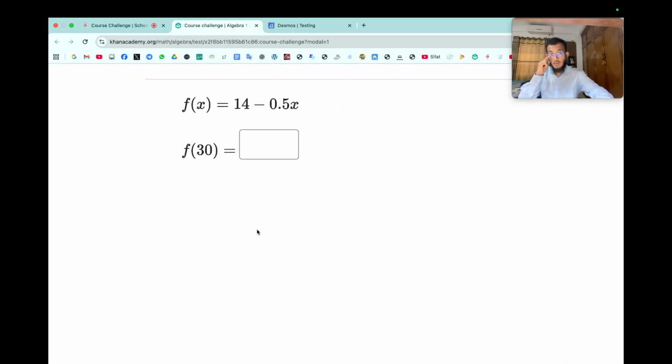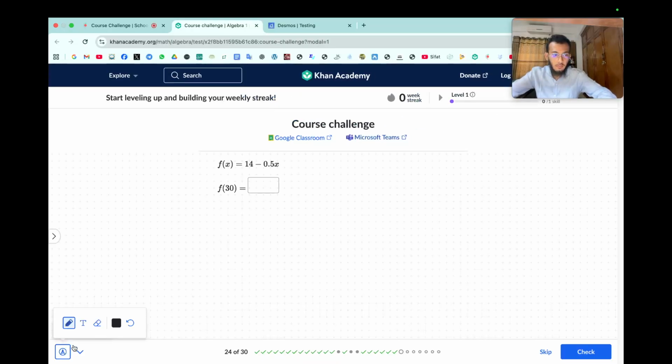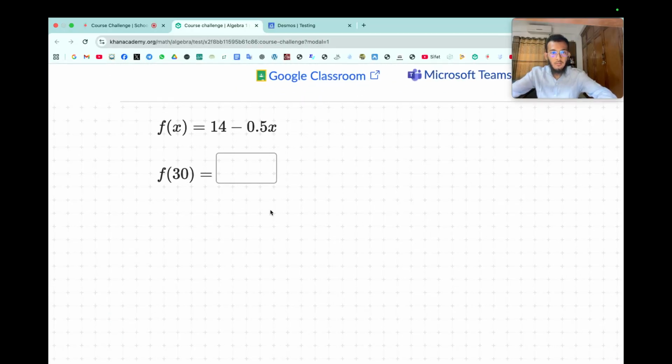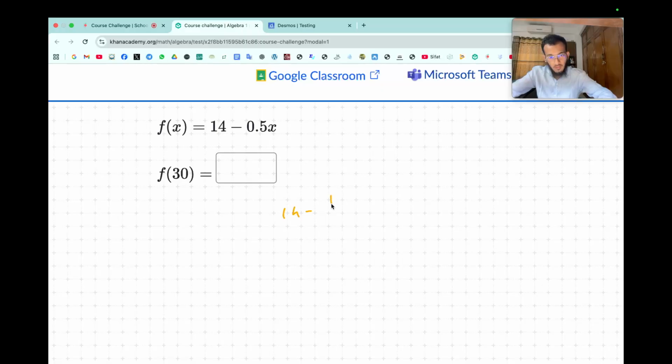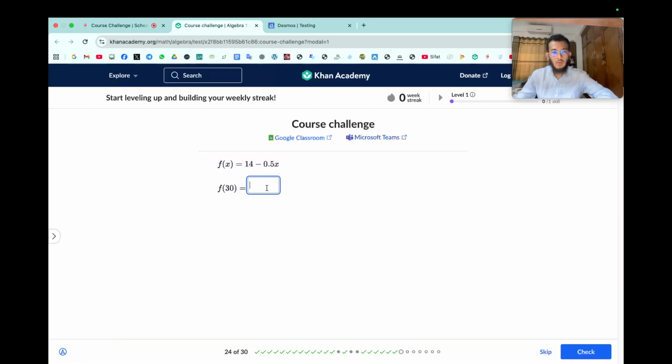Okay, so f(x) equals 14 minus 0.5 times x, and we have to find f(30). Just plug in 30 here. So 14 minus 0.5 is half of 30, so we cancel out 2 with 30, and we have 15. So 14 minus 15 is just minus 1. Okay, so this will be minus 1.